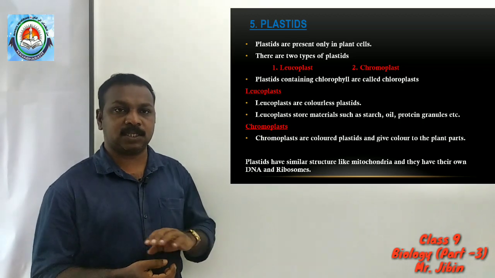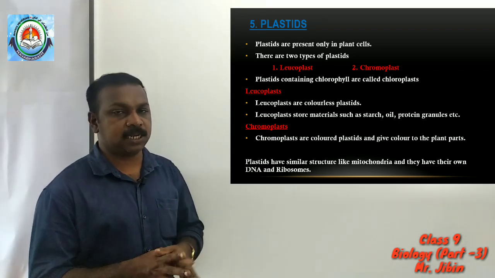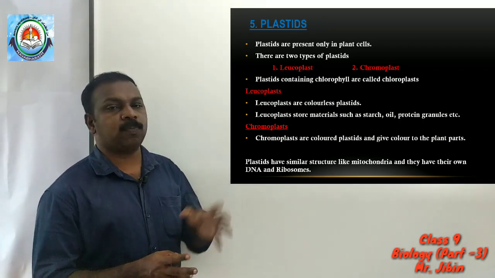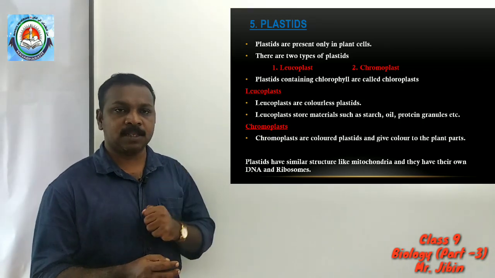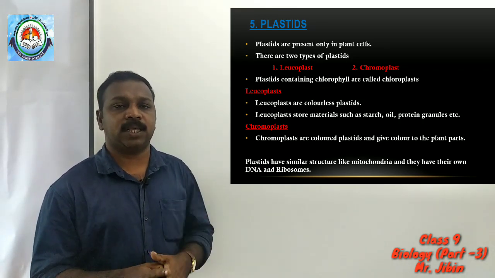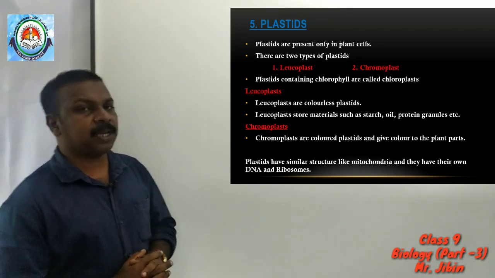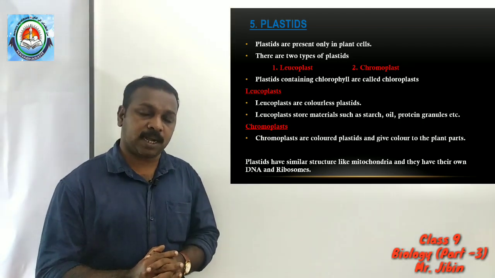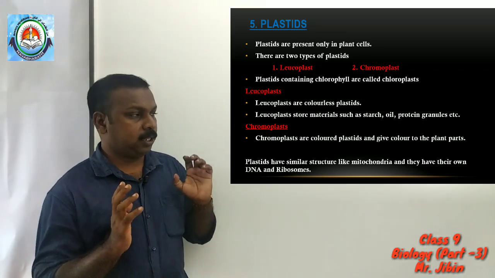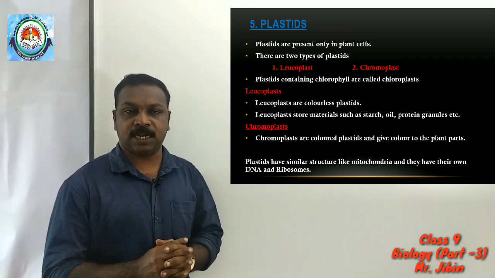Leucoplast means colorless, no color, no pigment present in them. But this leucoplast stores what? Starch, oil, then protein granules, etc. Okay. Next, chromoplast. Chromoplasts are the plastids that provide what? The color to the plants.